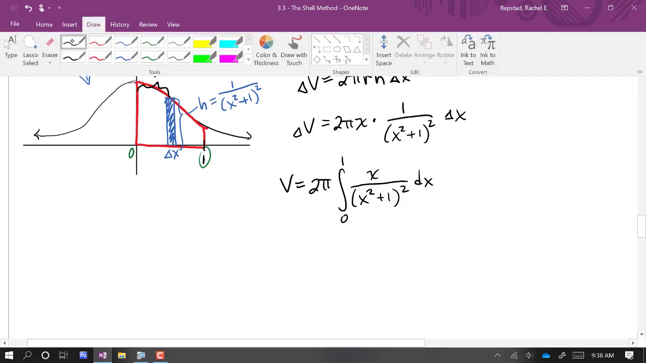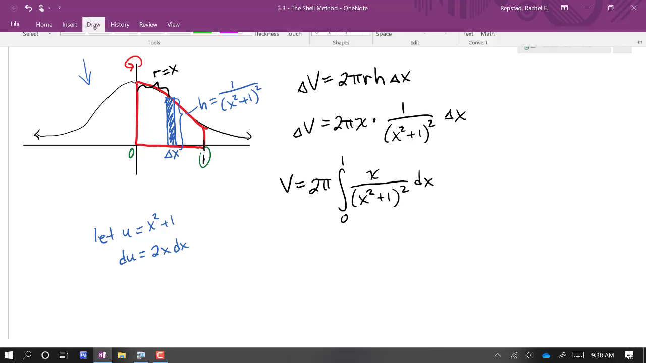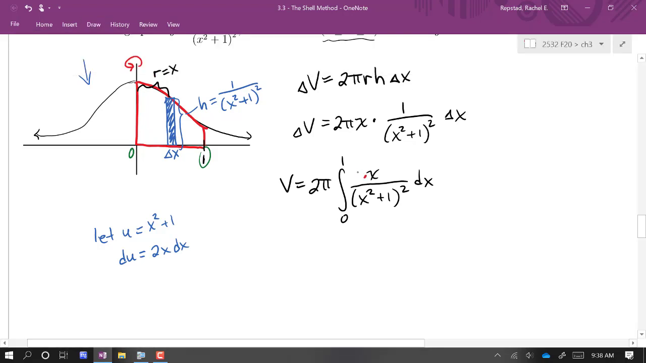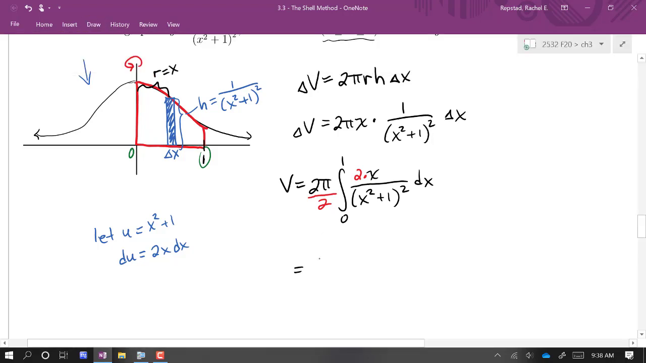But based on that factor of x in the numerator, I'm going to say let's let u equal x squared plus 1. So then du is 2x dx. I need a factor of 2, and I'm going to compensate for that by dividing by 2 outside. Now this becomes, let's see, the 2's out there cancel, so we have pi times the integral from 0 to 1.